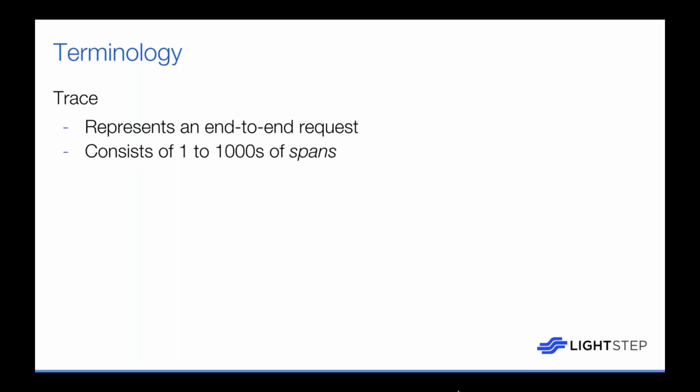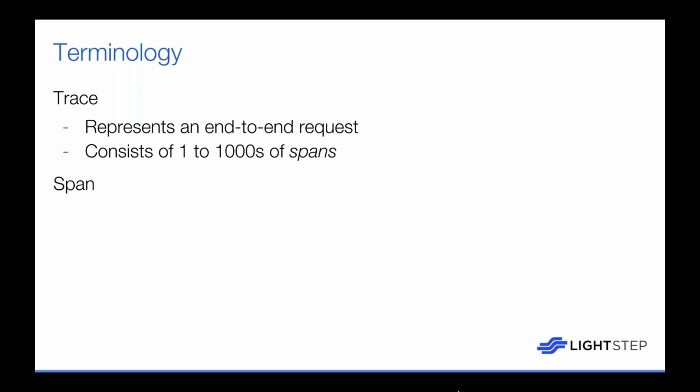So with that kind of example, I want to go and get a little bit into the terminology of tracing. So first of all, just the trace itself, what do we mean by that? That really just represents a single end-to-end request. And a trace consists of what we call spans. It can be as few as one, though that's not a terribly interesting trace. But it's not uncommon to see traces that contain hundreds or even thousands of these spans.